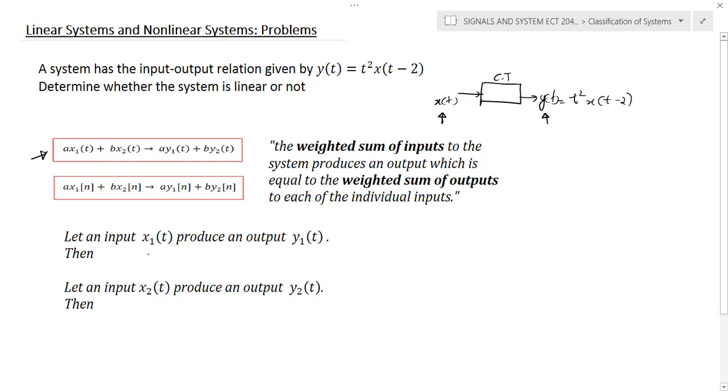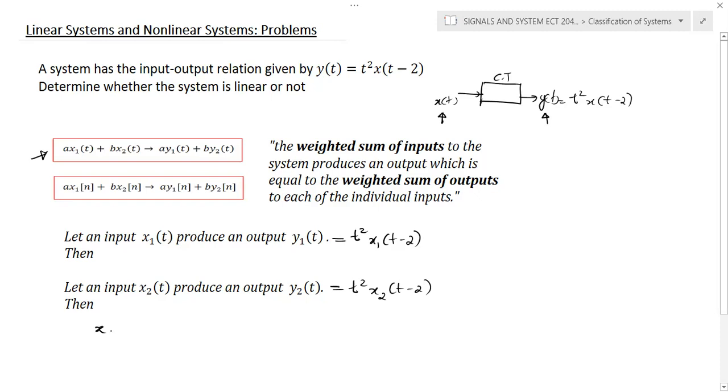And in the given question, assume that for the input x1 of t, the system produces an output y1 of t. Then you can write y1 of t by comparing the standard equation given in the question. It is t square into x1 of t minus 2. And similarly, for the second input x2 of t, assume that the output is y2 of t, and the corresponding output you can write t square into x2 of t minus 2. Because if you apply x of t, the output is t square into x of t minus 2.